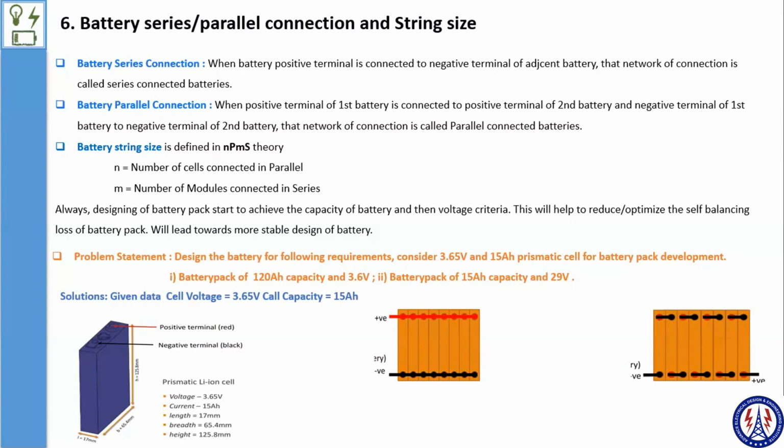It is simple, 8 modules in series, and for the second one, 8 modules in parallel. Sorry, for the first one, 8 modules in parallel, and for the second one, 8 modules in series. See, if you consider the 8 modules in parallel, you are not following this rule. Modules cannot be in parallel. Modules must be in series.